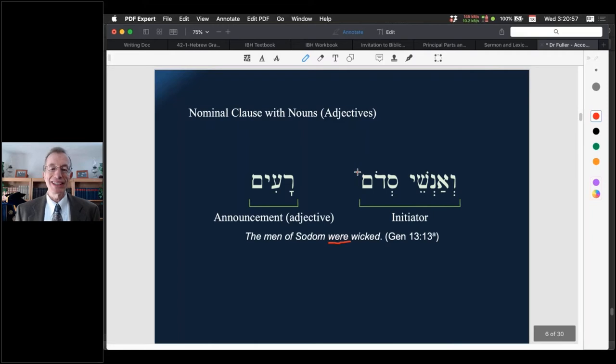So this is like A over here, and then you get equals B over here in some way. Okay, that's an ugly B, but there it is, the B right there. So basically, that's what you have. And again, description is the name of the game, all right? You use this for description. And so you're describing the men of Sodom here, okay?